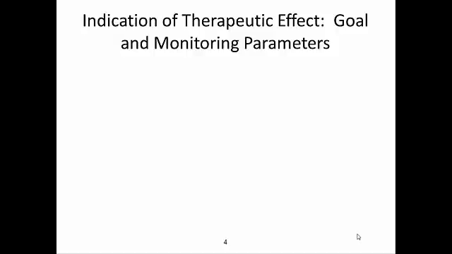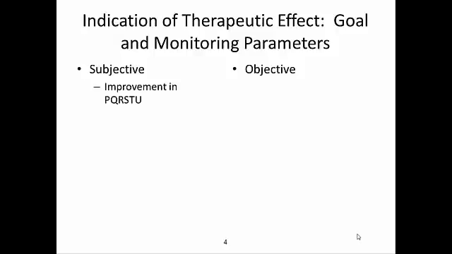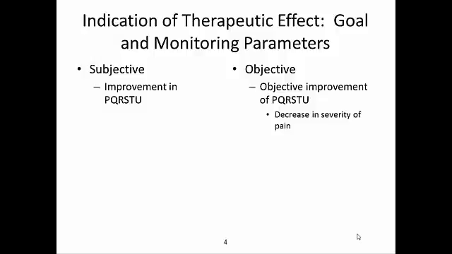So when you're monitoring the patient, especially if you're starting them on a medication, you want to see if there's improvement. And the way to assess this is to look at the subjective responses by the patient and the objective. And in the subjective, the patient is telling you in some way or other that there is an improvement in the PQRSTU. And in the objective, there's objective measures within PQRSTU that you can look at, such as a decrease in severity of pain, whether that be a number or they just tell you their pain is better.